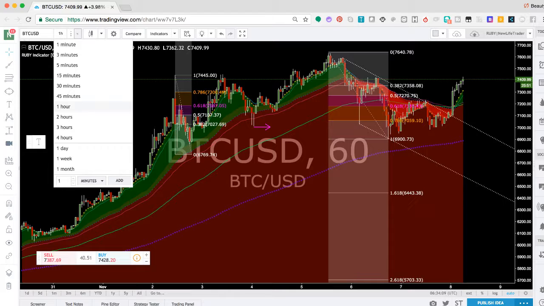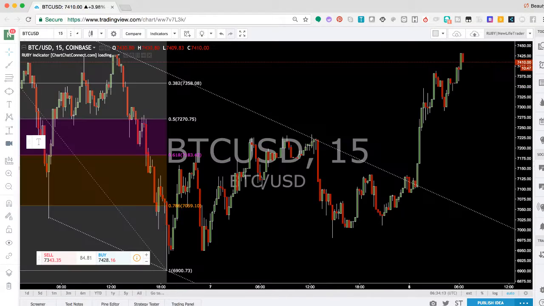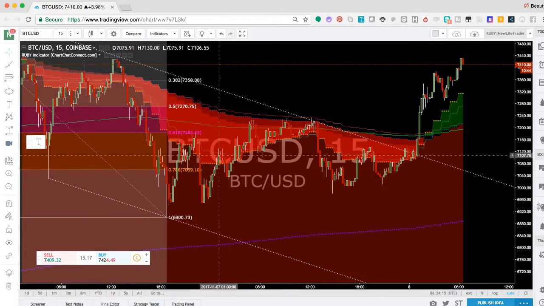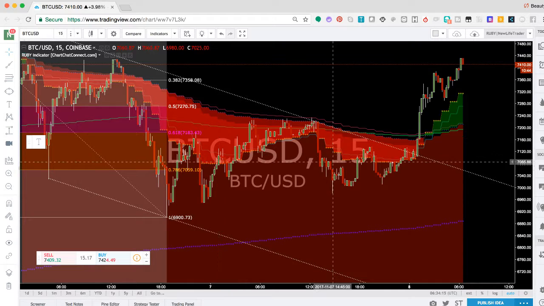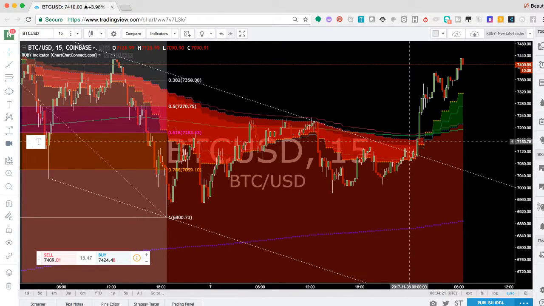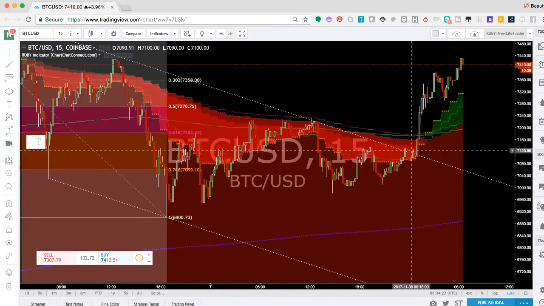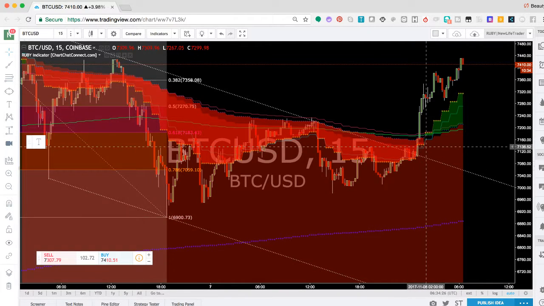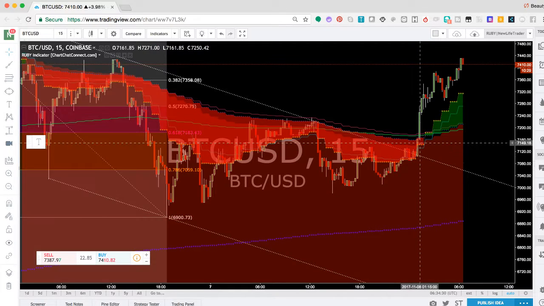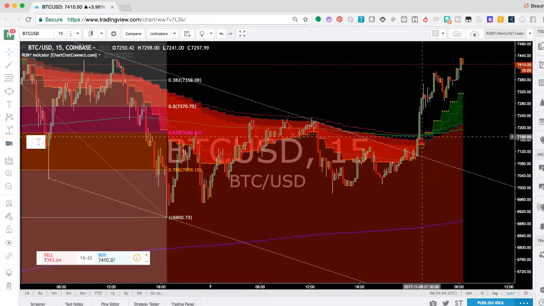And we will take a quick slide right away into the 15-minute. Now you can see, here's the push where Ruby went long, out of the channel. And there's a little bit of confusion here. I did actually say in the prior day's video that we want to make sure that price has cleared the EMAs in a decent enough way.